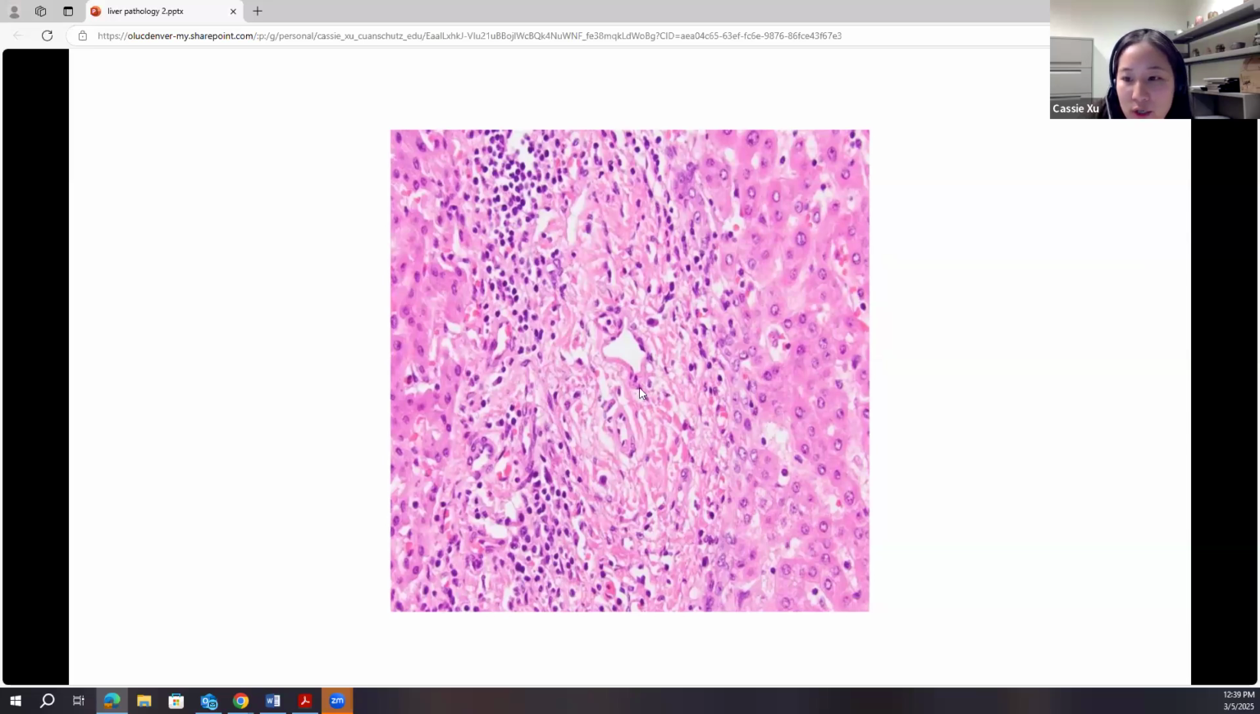So this is just showing you a portal tract where we have the portal vein and hepatic artery, and then we don't have a corresponding native bile duct. So this is bile duct loss. Sometimes you'll see ductopenia in the reports. And for us to classify something as ductopenia, we need to see greater than 50% of the portal tracts without native bile ducts.